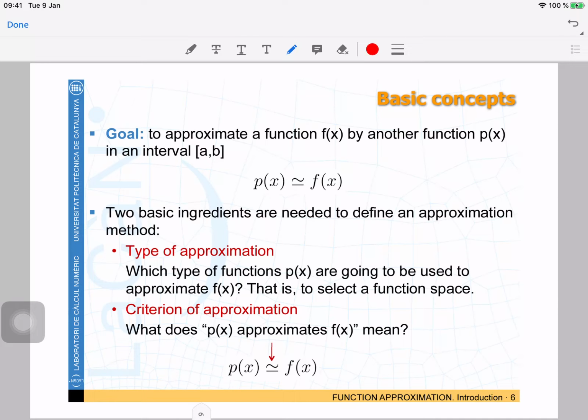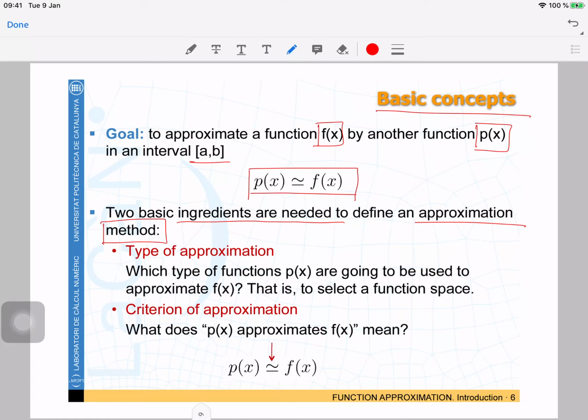Here I present the basic concepts behind functional approximation. As I mentioned before, our goal is to approximate a function f by another function p in an interval between a and b. So mathematically it reads p approximates f. Two basic ingredients are required to define an approximation method. First is the type of approximation, and another is the criterion of approximation.